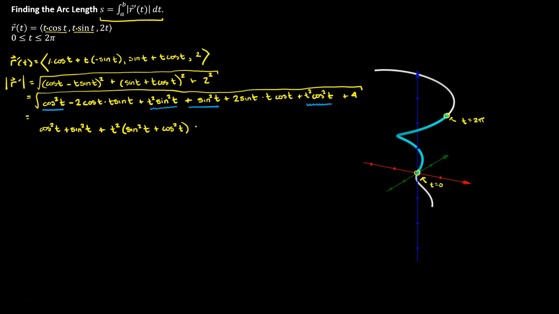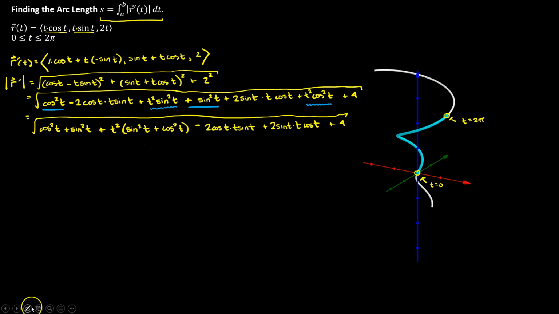And then I'll bring down the rest of the terms. And remembering all of this is nestled inside of a very large square root. Now arranging the terms like this, I can see that cosine squared plus sine squared equals 1, and then I have a t squared times 1 as well.